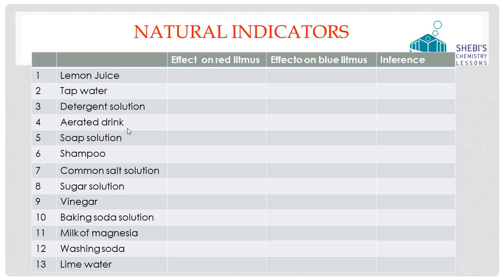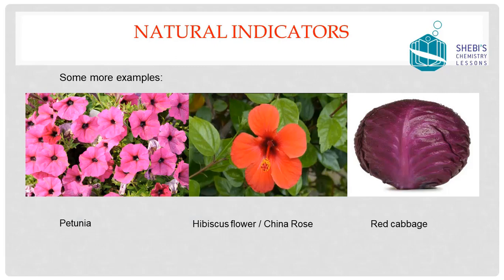Now I have given the clues about all the substances. So based on that, you have to write what is the color change shown on red litmus and also on blue litmus, and also write the inference: acidic, basic, neutral, etc. Hope you understood very clearly. Now, some more examples of natural indicators are shown here. Petunia means a flower. The extract of that flower's petals is used for identifying acids and bases. Or China rose, normally we call it hibiscus flower. Also red cabbage extract, which is also a very good natural indicator.